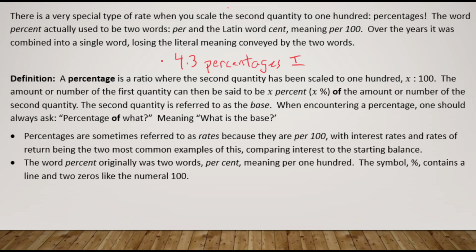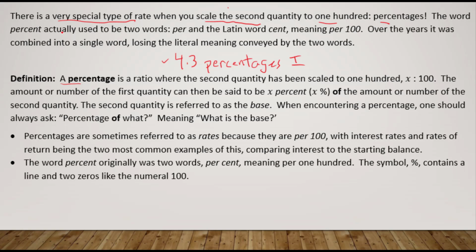So, welcome to 4.3, Percentages 1. There's two sections on percentages because they're so often used and they're so pervasive everywhere. So, it's just a very special type of rate. When you scale the second quantity or the denominator to 100, it's called a percentage, right?